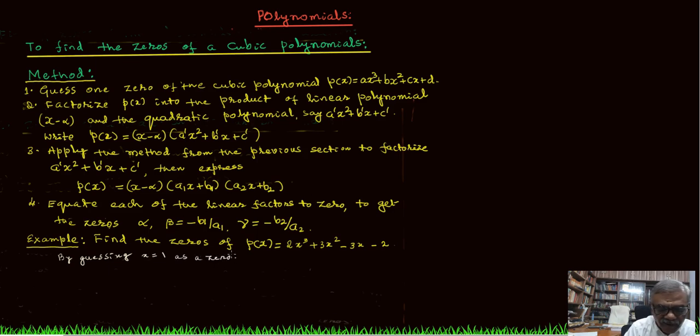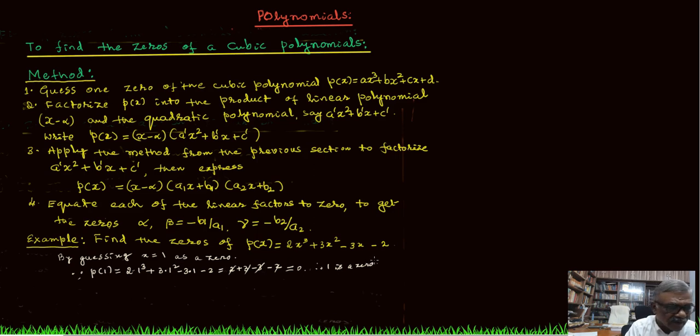Because now we can say p(1) = 2·1³ + 3·1² − 3·1 − 2, that is 2 + 3 − 3 − 2. So these terms are getting cancelled. Therefore, 1 is a zero.